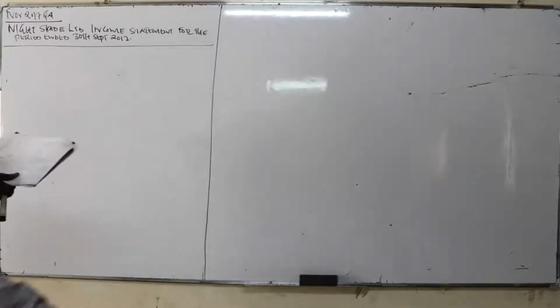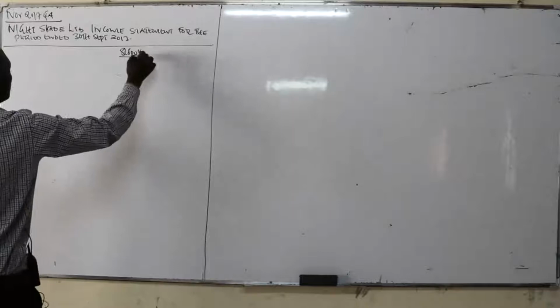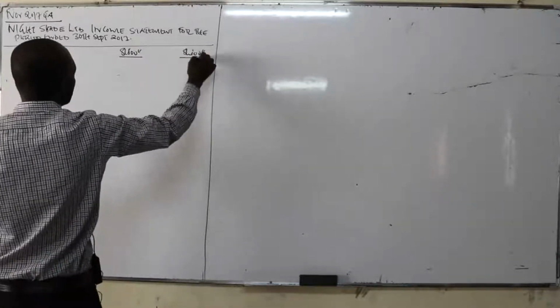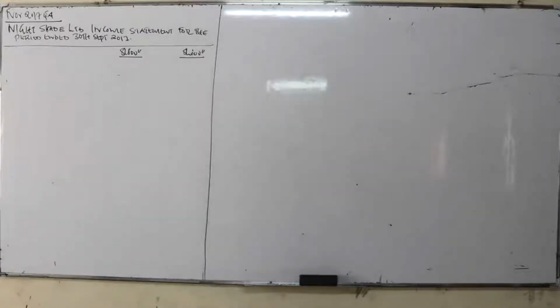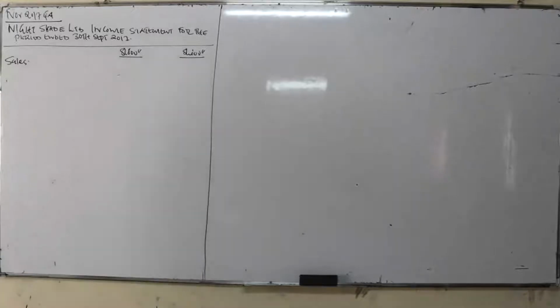So you have 2 columns here. We have shillings and thousands, and then here shillings and thousands. So you have 2 columns, shillings and thousand. So we start with the figure for sales. So the figure for sales is how much?